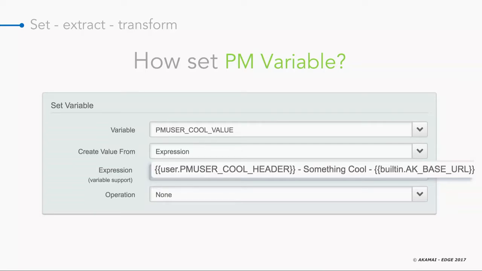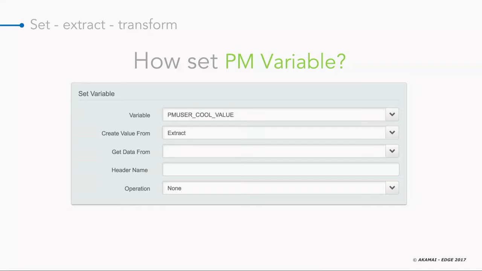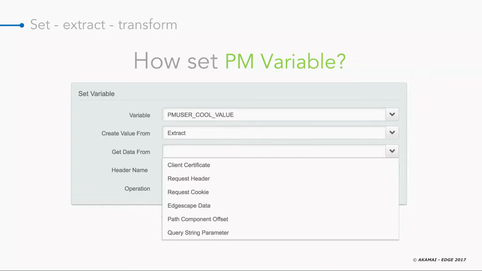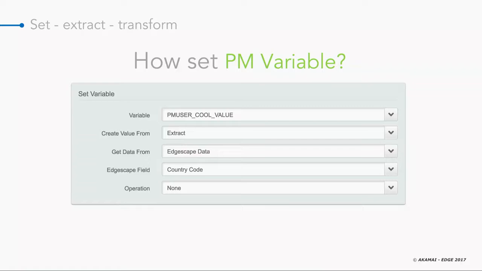With expression, you'll be able just to create your own expression. And the nice thing here is that you can combine different things. You can put your own string, like something cool, and you can actually combine a built-in variable and a user-defined variable. So it's pretty flexible. The second option is extracting. With extracting, what you can do is actually get data from a specific source. So what are the sources available in this case? This is the list. So for example, you can get information from a request header, extract the value from that request header, and then do something with that value, right? In this case, this is a specific example where we are extracting values from EdgeScape data, which is geolocation data. And specifically, we're extracting the country code of the end user. So you can extract that value and put it on the variable.